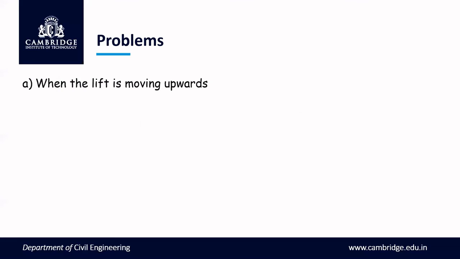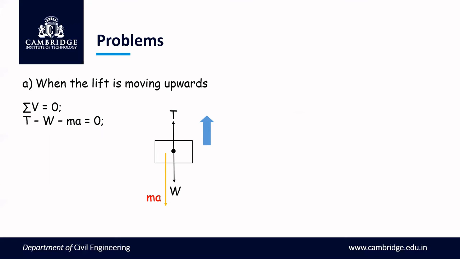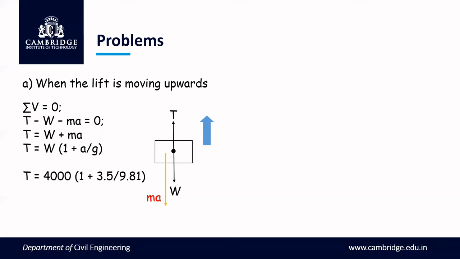So the first case, when the lift is moving upwards, we write the free body diagram, and we know that sigma V is equal to 0, or T minus W minus MA is equal to 0, which can be rewritten as T is equal to W plus MA, or T is equal to W into 1 plus A by G. If we substitute all the values that we know, we would get T is equal to 4000 into 1 plus 3.5 divided by 9.81. Here, acceleration due to gravity is considered to be 9.81 meter per second square. So we get an answer of 5427.12 Newton of tension in the string.